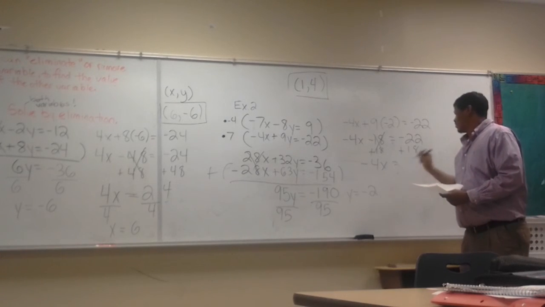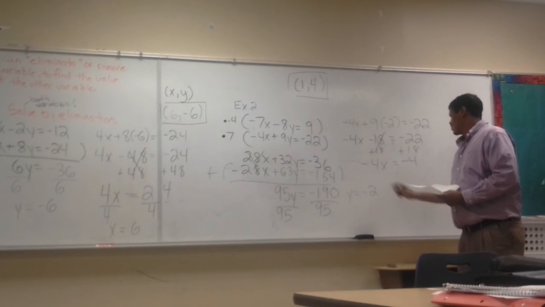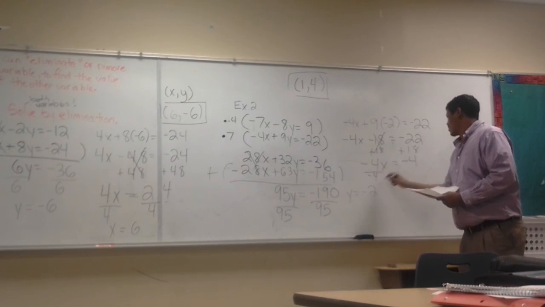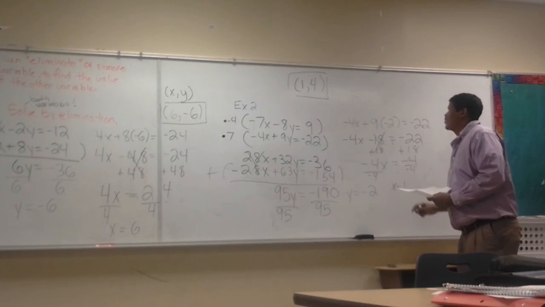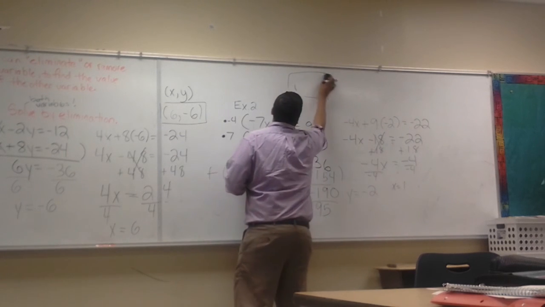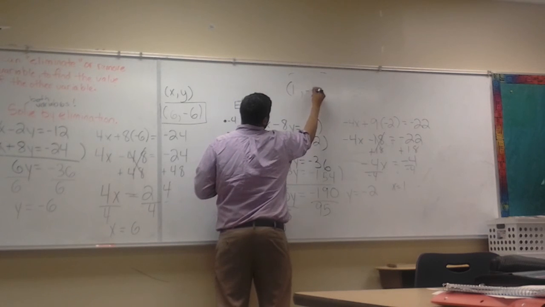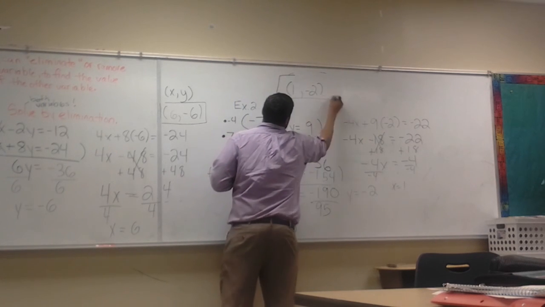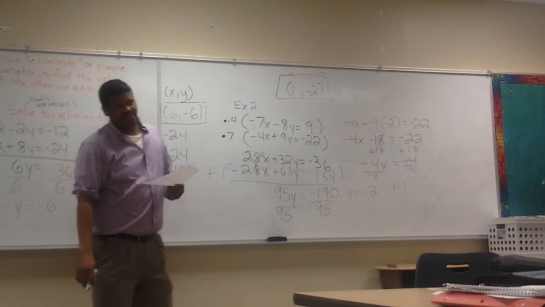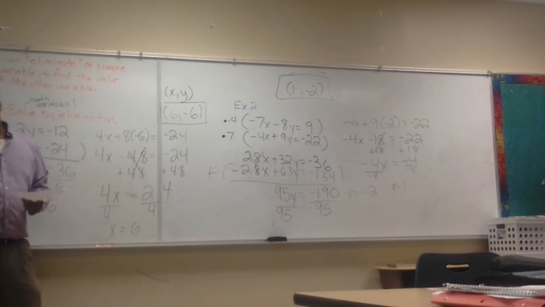Negative 4x equals positive 4, so x is negative 1. So what's my answer here then? X is 1, y is negative 2. And that's about as bad as it gets. So if you can do that one, you can do pretty much any one of them at all.